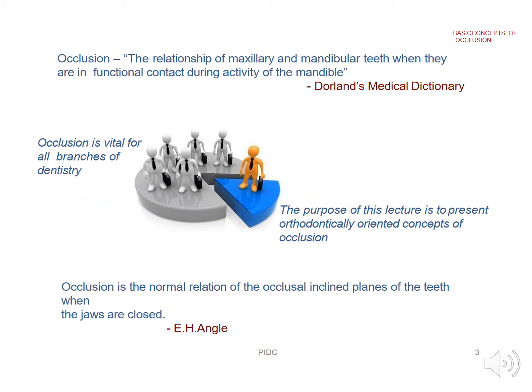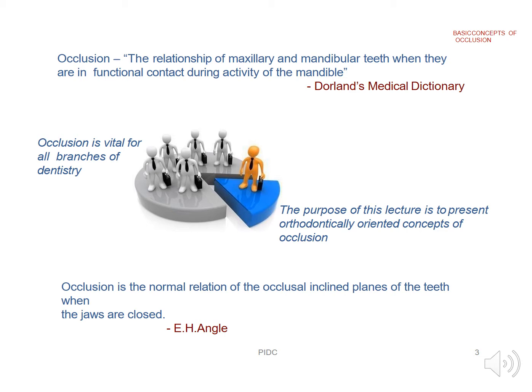So, what is the meaning of occlusion? Based on Dorland's Medical Dictionary, occlusion is the relationship of the maxillary and mandibular teeth when they are in functional contact during activity of the mandible. Occlusion is vital for all branches of dentistry, and the purpose of this lecture is to present an orthodontically oriented concept of occlusion. So why do we call this an orthodontically oriented concept? Why not dentistry oriented concept or others?